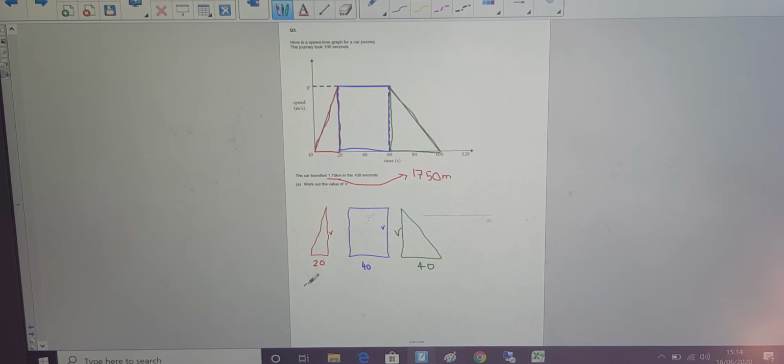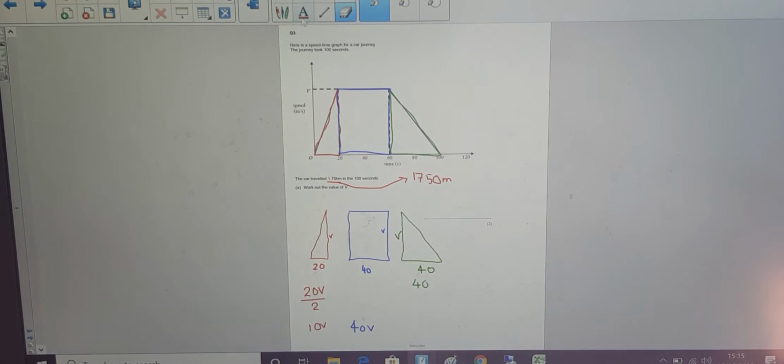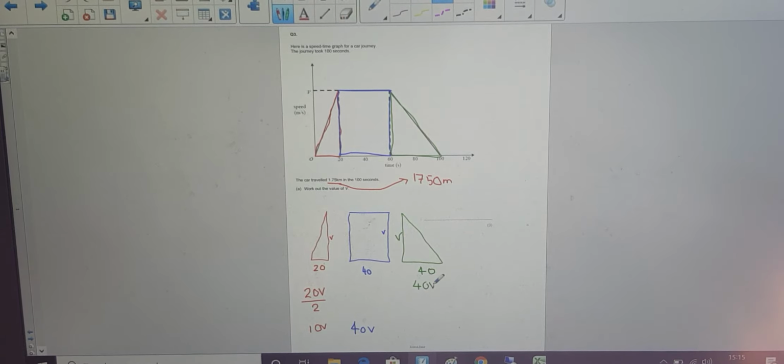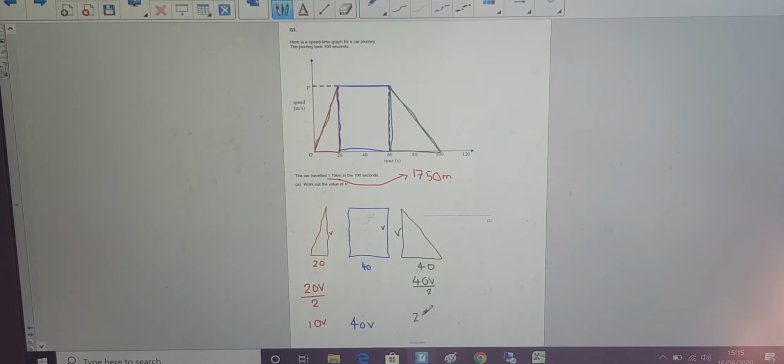Base times perpendicular height, so 20 times v is going to give me 20v. Base times height divided by 2, the total area of that is going to be 10v. 40 times v is obviously just going to be 40v. And finally, 40 times v divided by 2. 40v, because 40 times v is 40v, divided by 2. 40 divided by 2 is 20v. So those are expressions for each of those shapes.